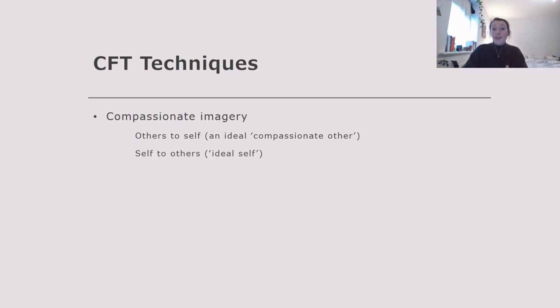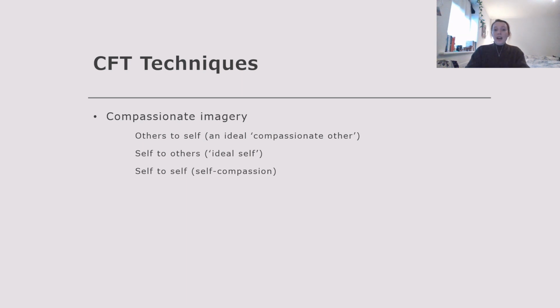The other one is self to others. So what would you ideally look like if you were being your ideal self, the best person you could be, the most compassionate version of yourself? What would that look like? And imagine it and kind of visualize what you would be, how you would act in certain situations. And then we have self to self. So self-compassion, how we speak to ourselves and how we can be more compassionate to ourselves.